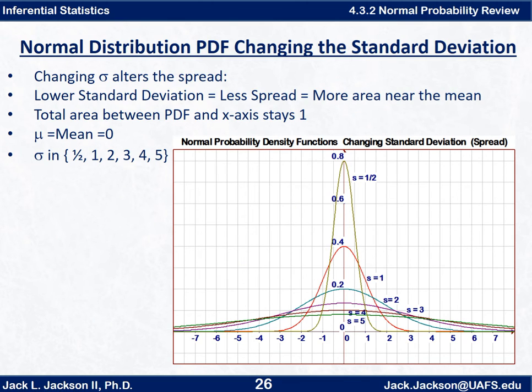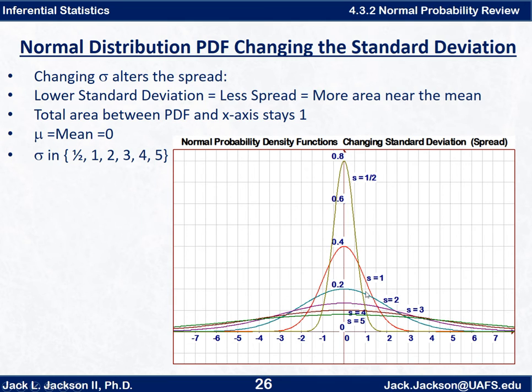Changing sigma alters the shape a little bit more. It alters the spread. So a lower standard deviation means less spread, more area near the mean. So the probability density is concentrated near the mean. Now remember, the total area is the total probability, so the area between the curve and the x-axis is always 1. So with the smaller deviation, it is also a little bit higher at the mean.